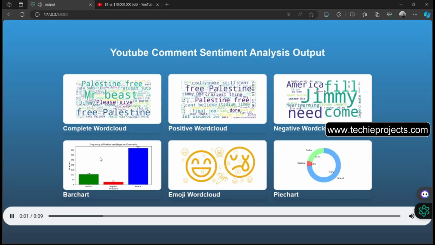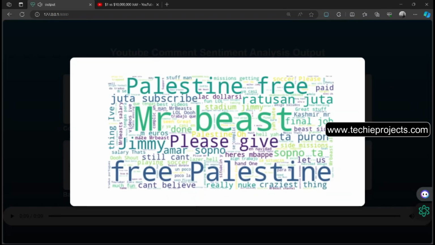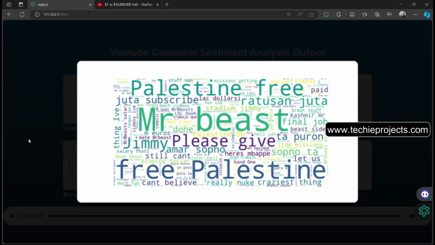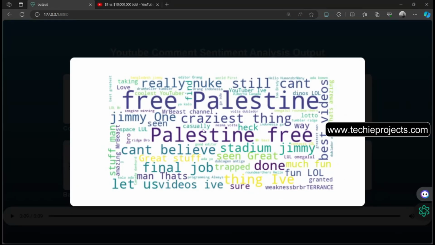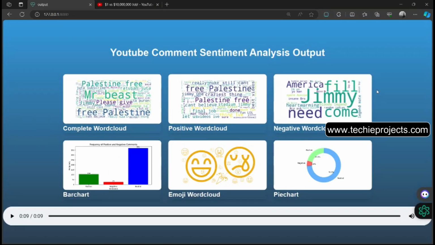Positive comments 104, negative comments 25, neutral comments 371. Yeah, it will show the output like the complete workload, positive workload, negative, bar chart, emoji and pie chart. This is the positive workload. This is the negative workload.